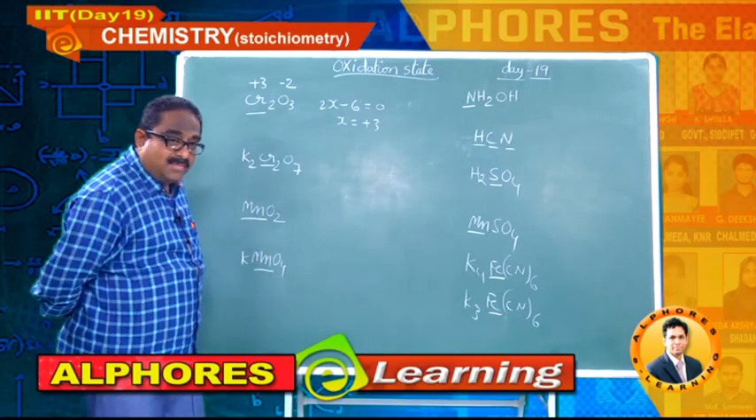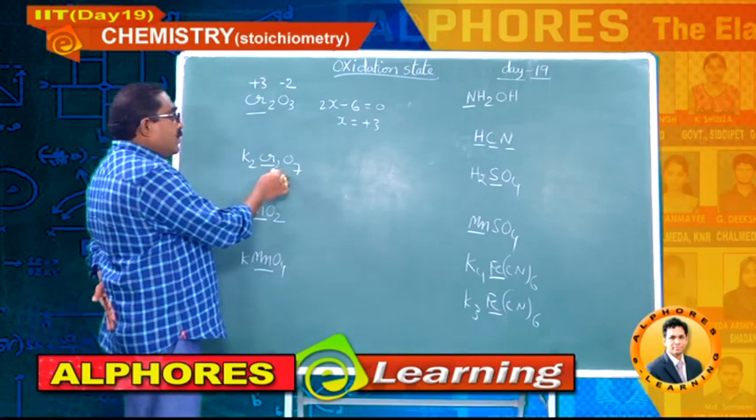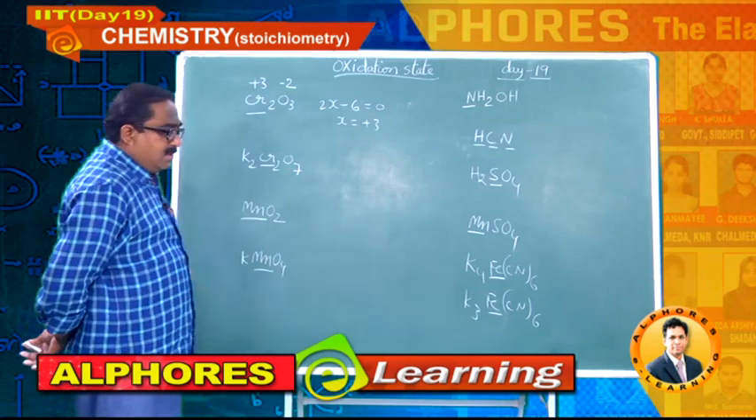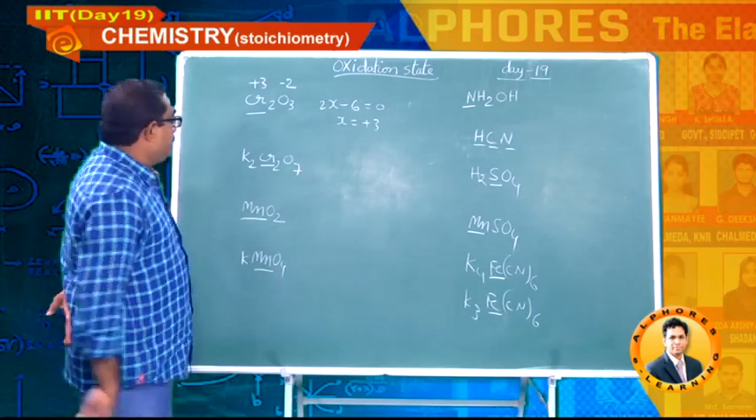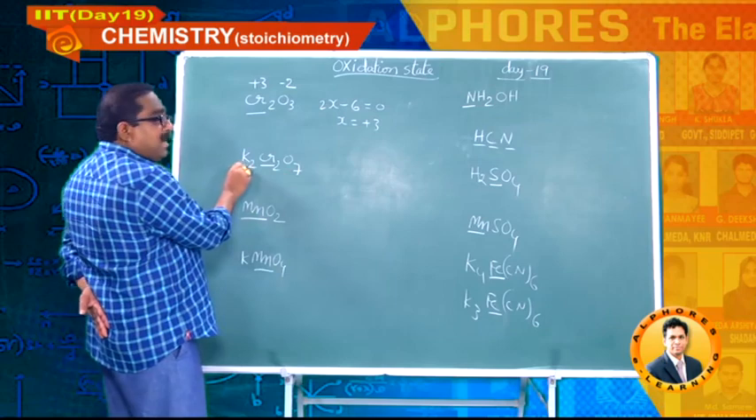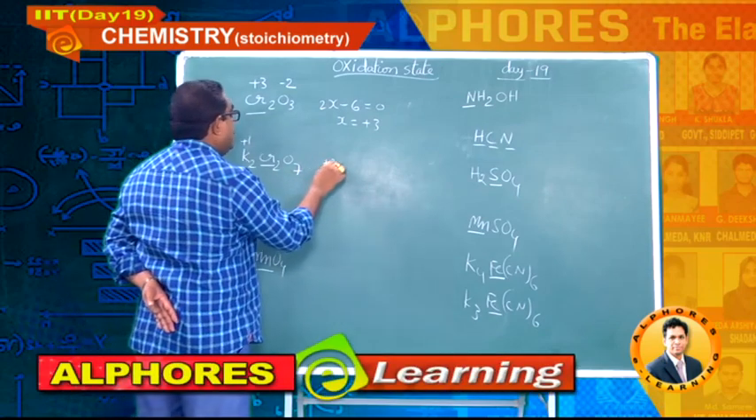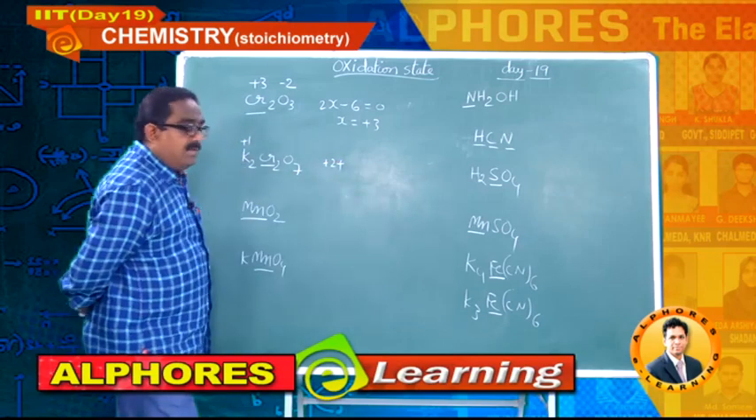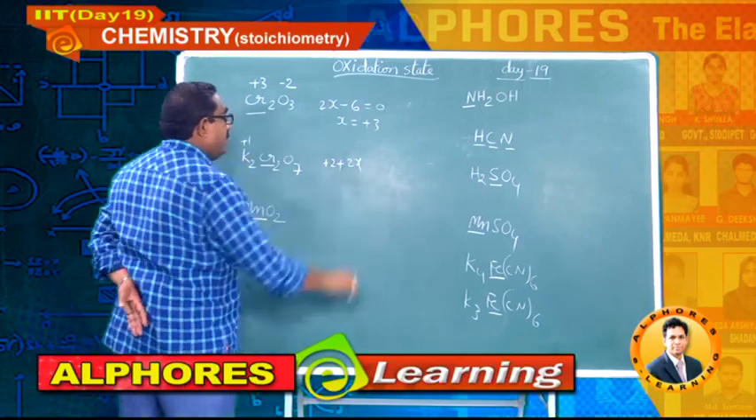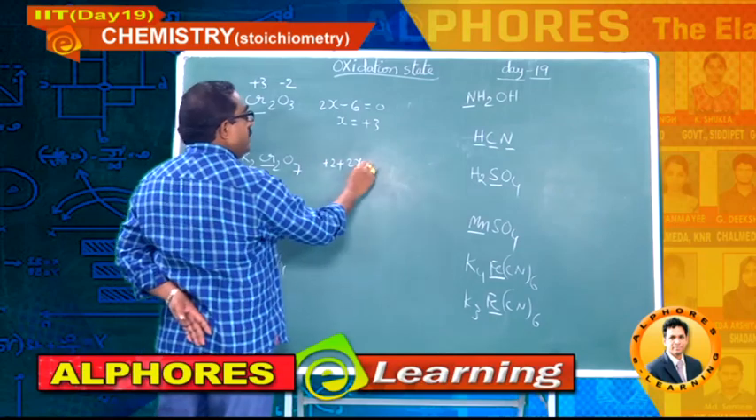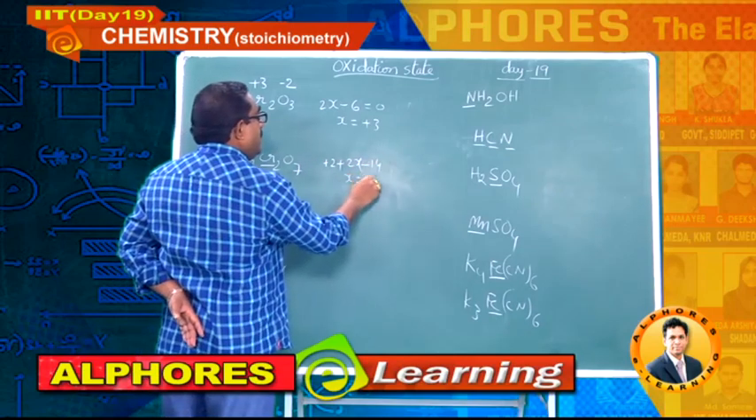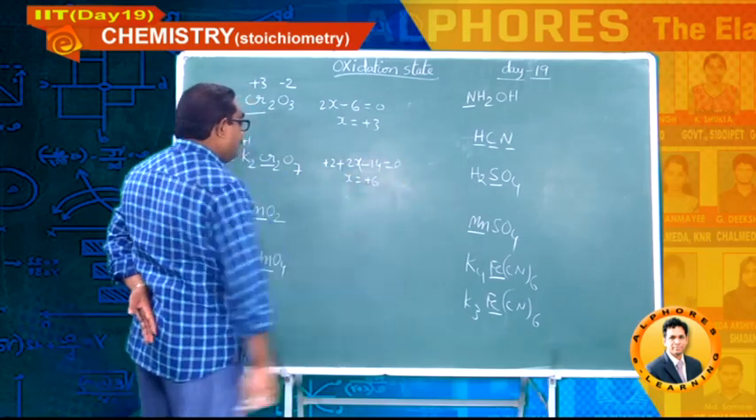Right. Now I will go for chromium here, the same chromium. Note down along with me, students. Alkali metal potassium fix +2, plus 2 chromiums 2x, 7 oxygens 7 into -2, -14. So x equal to +6.